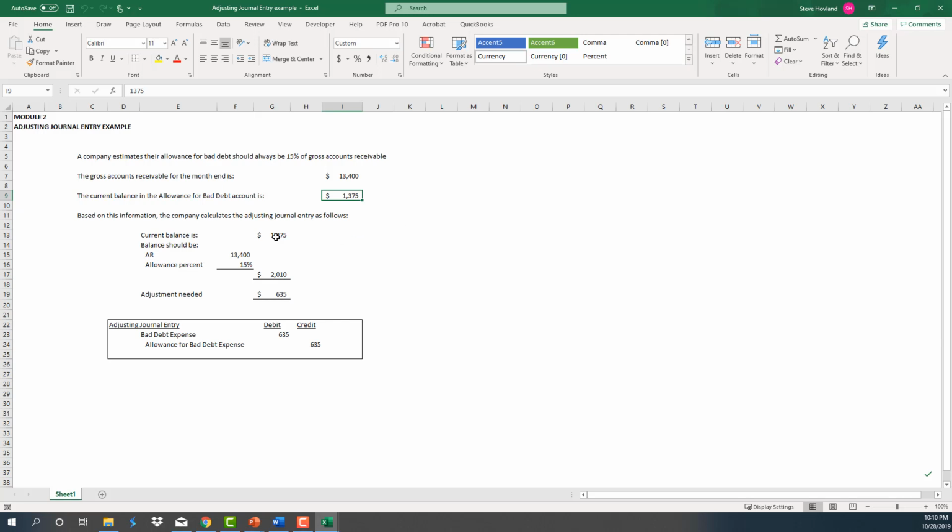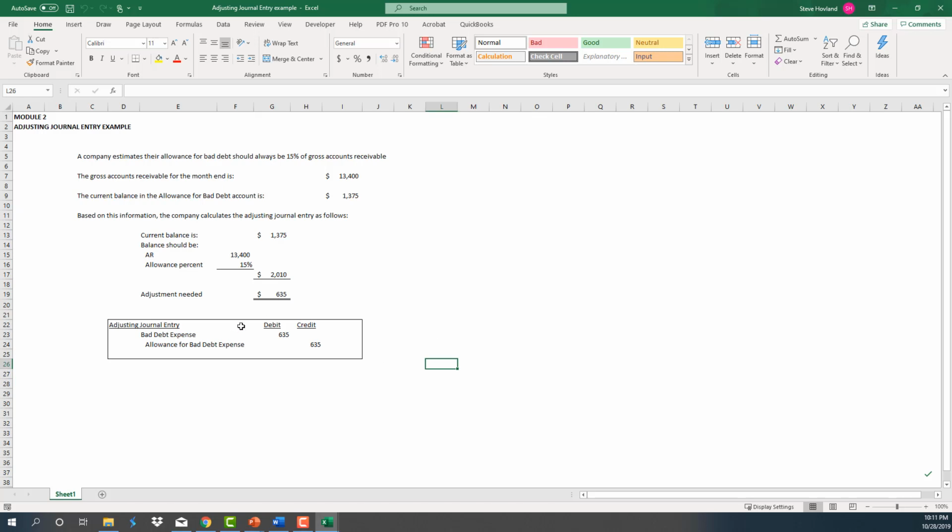So current balance, $1,375. We know the AR balance now is $13,400, and their allowance should be 15% of that, or $2,010. So we have our what it is, $1,375, what it should be, $2,010, and what's our adjustment, or our AJE, that we need to post, in this case $635. We end up posting an adjusting journal entry of bad debt expense of $635 and allowance for accounts receivable of $635.